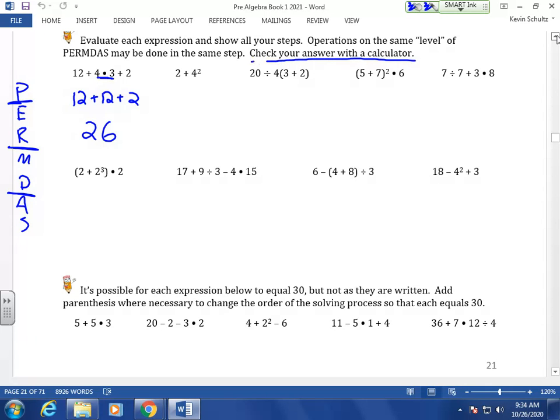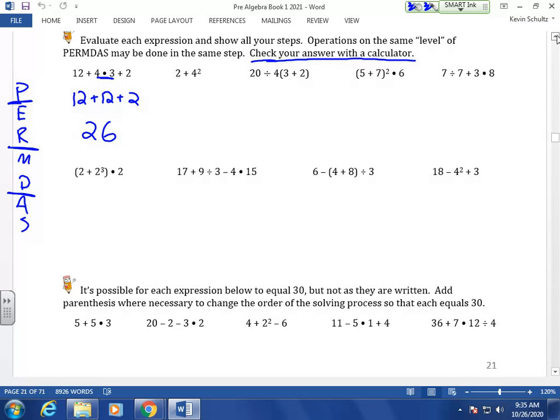It does say to check your answer with a calculator. You will not be able to use a calculator on this section of the test, but if you type in 12 plus 4 times 3 plus 2, your calculator, being a computer, being a machine, is going to do the correct order of operations automatically, and you will get 26. So the calculator is a great tool. Type this in exactly as you see it to get the value. Okay. Let's look at the next one.